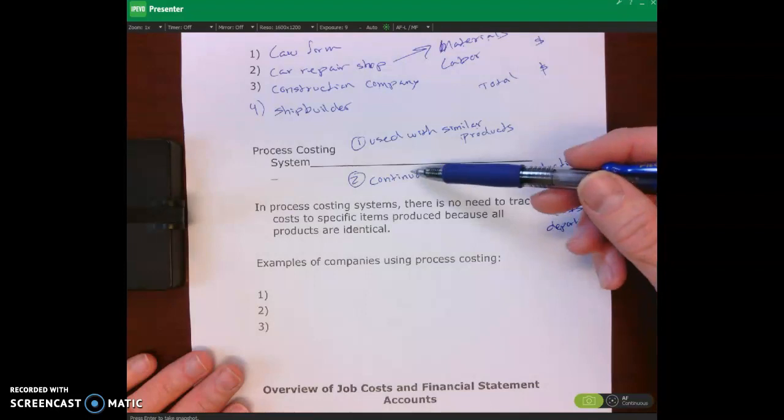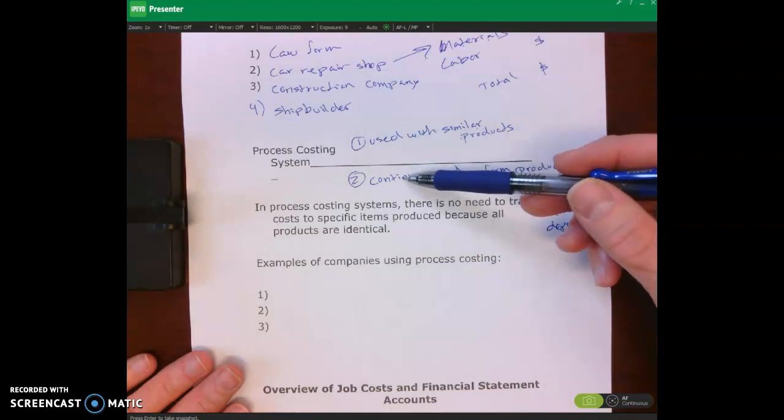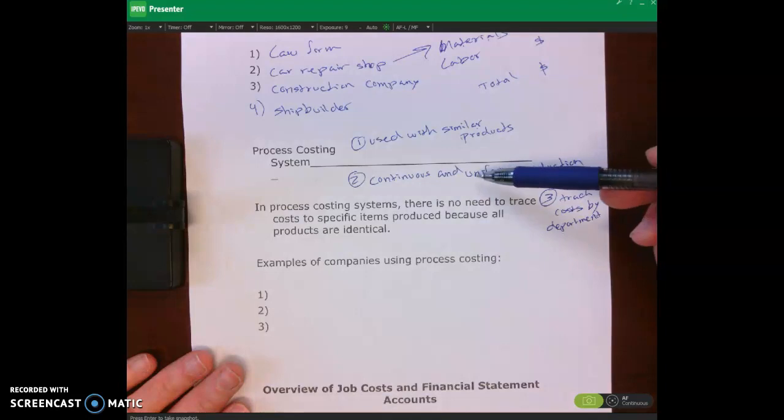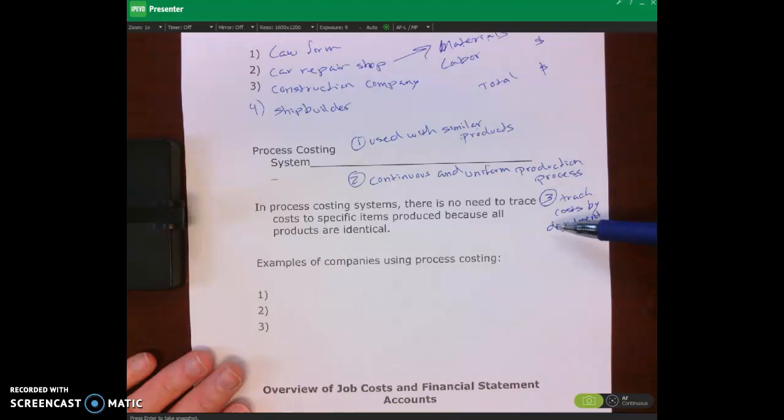Okay? So getting back to the idea of a soap manufacturer here, the second characteristic, we have a continuous and uniform production process. So all soap that we make has to be mixed and it has to be packaged. Even if it's lavender soap or vanilla soap, it still needs to be mixed and packaged. So all soap goes through this continuous and uniform production process.